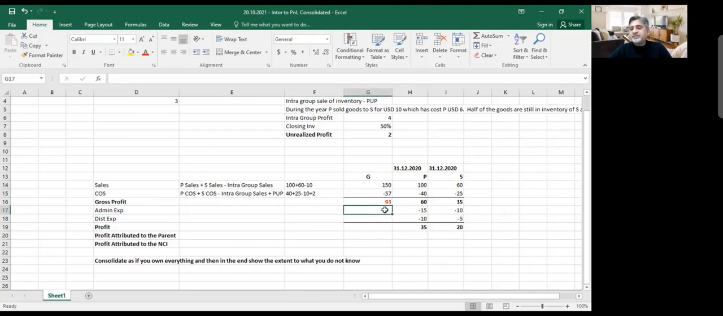Admin expenses, generally, are simple. In admin expenses, you do not do much work because all these entities have their separate admin expenses. Usually we don't have intra-group items in admin expenses. The same goes for distribution expenses. Mostly intra-group activity is on sales and cost of sales. And then you make a total.